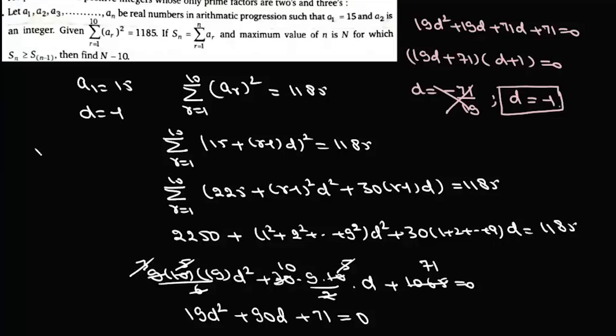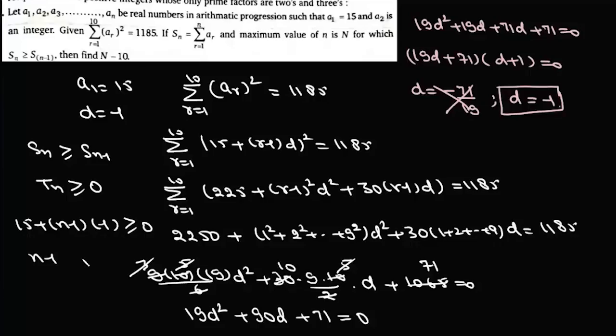We need to find the condition that Sn is greater than or equal to Sn minus 1. Now Sn is t1 plus t2 up to tn, and this is t1 plus t2 up to tn minus 1. That means this tn should be greater than or equal to 0. So we need to find the maximum value of n for which tn is greater than or equal to 0. Now tn is 15 plus n minus 1 into d. It is greater than or equal to 0, or n minus 1 is less than or equal to 15, or n is less than or equal to 16.